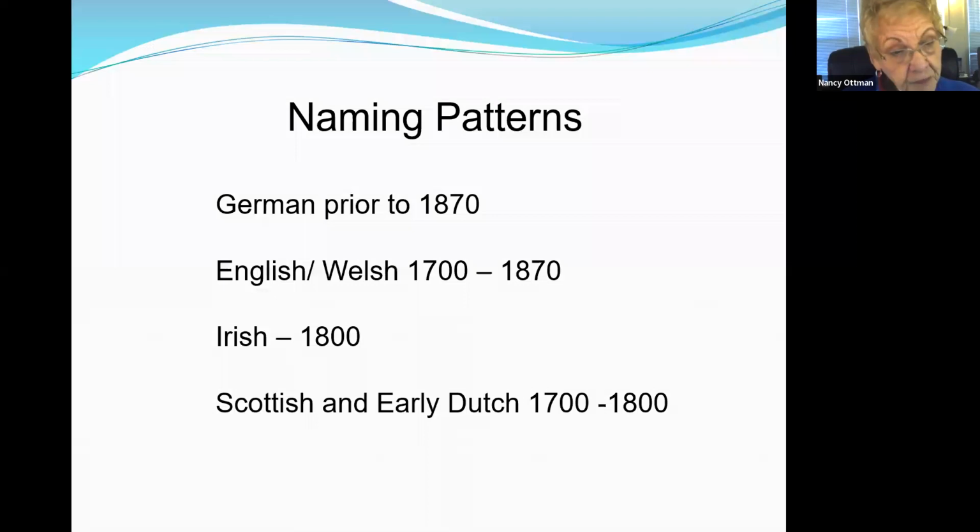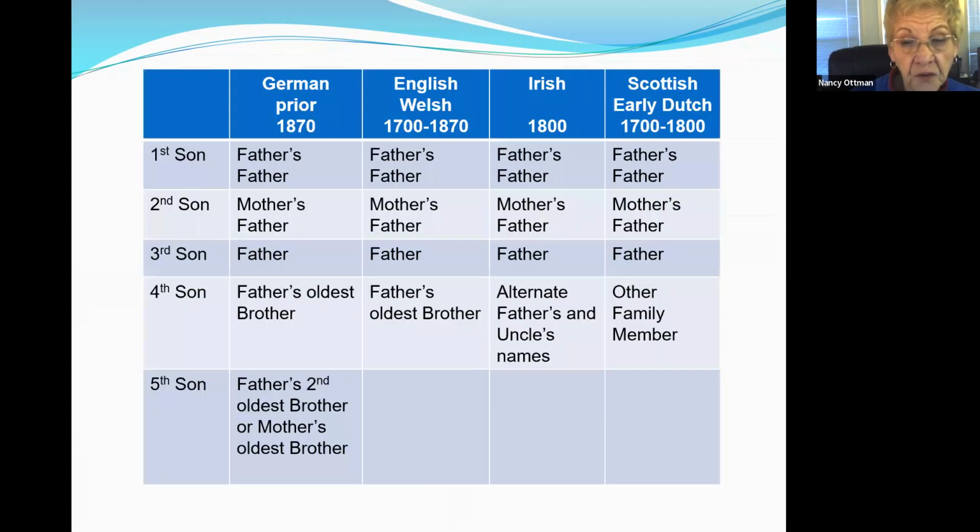Naming patterns. Germans prior to 1870 will be using the following one, and this is in your handouts if you received it. I have included not only German, but the English and Welsh, the Irish and the Scottish and early Dutch. As you can see on the Germans prior to 1870. Now you will still find some after 1870 that are following these guidelines.